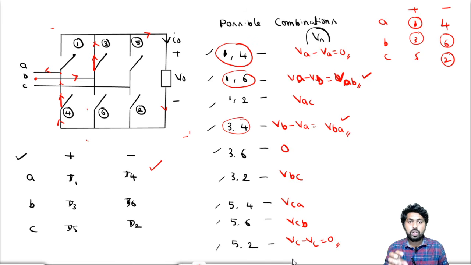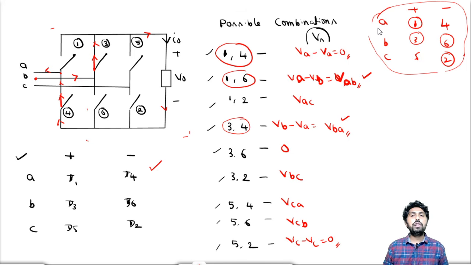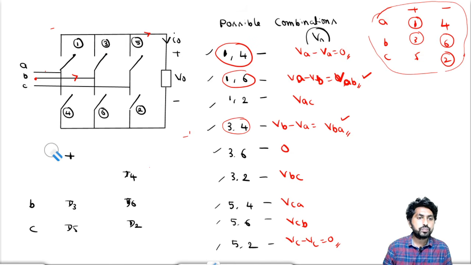So this is how we can find the output voltage with this table, even without observing the circuit. If you know this table, this simplified connection diagram, you can write the output voltage expression for the different combinations. Now let me find the VD1.